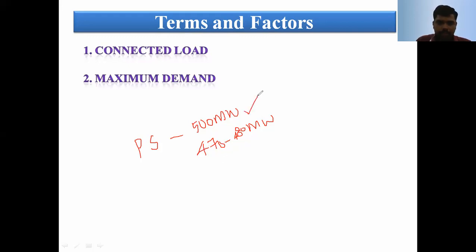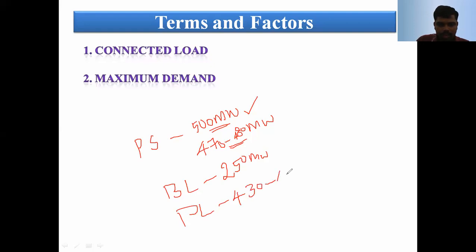Here, in this power plant or power station, either thermal power plant or nuclear power plant, the plant capacity is 500 megawatt, but they are generating 470 to 480 megawatt. In the particular plant, the base load is 250 megawatt, and the peak load is 430 to 450 megawatt. This is nothing but the peak load.